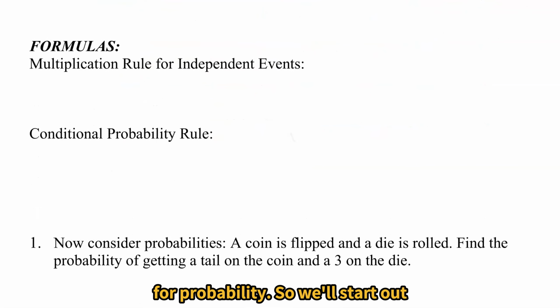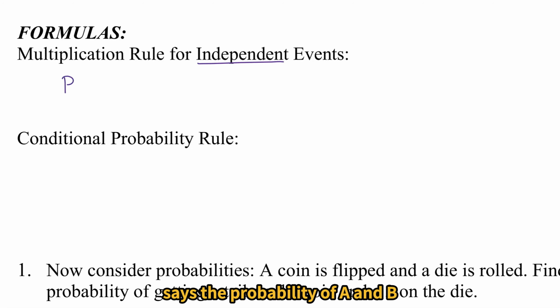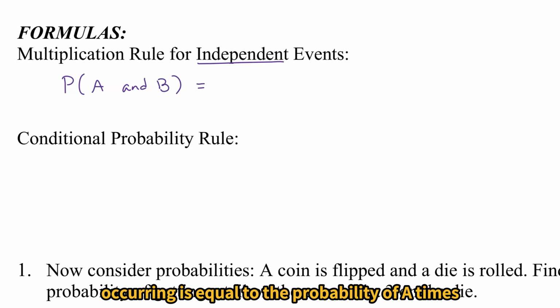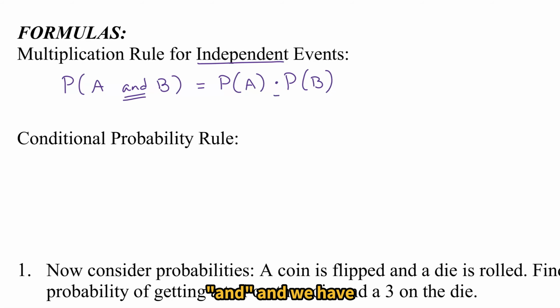So we'll start out with the multiplication rule for independent events. And the multiplication rule for independent events says the probability of A and B occurring is equal to the probability of A times the probability of B. Notice that we have the word and, and we have multiplication, not addition. Or uses addition.